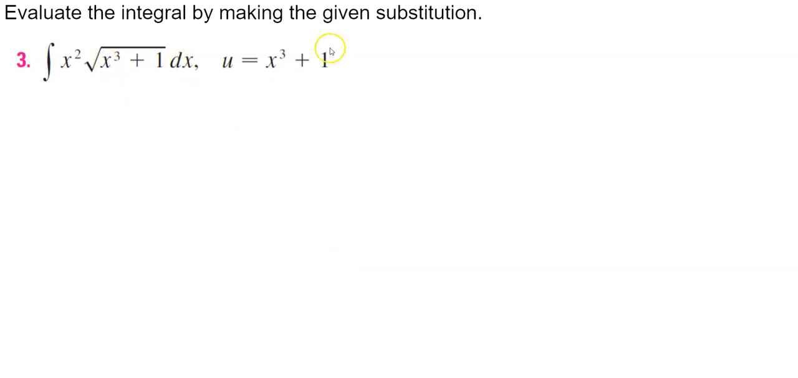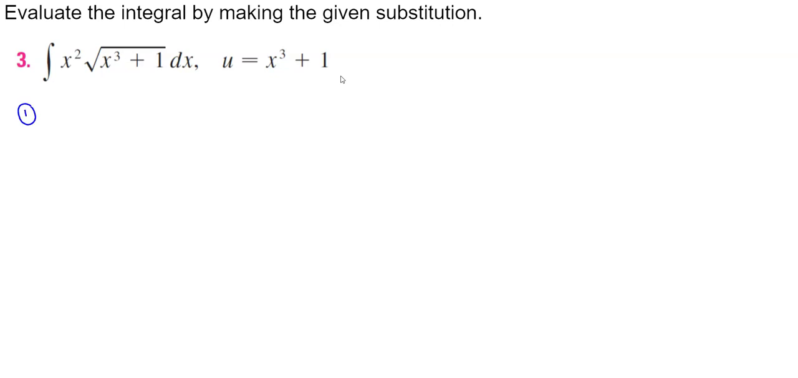Evaluate the integral by making the given substitution. So the integral is x squared times the square root of x cubed plus 1 times dx. And the given substitution is u equals x cubed plus 1. So let's first take a look at the given substitution.